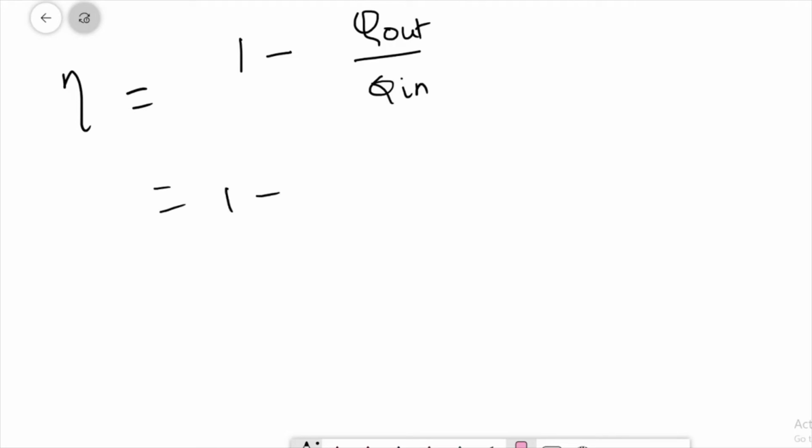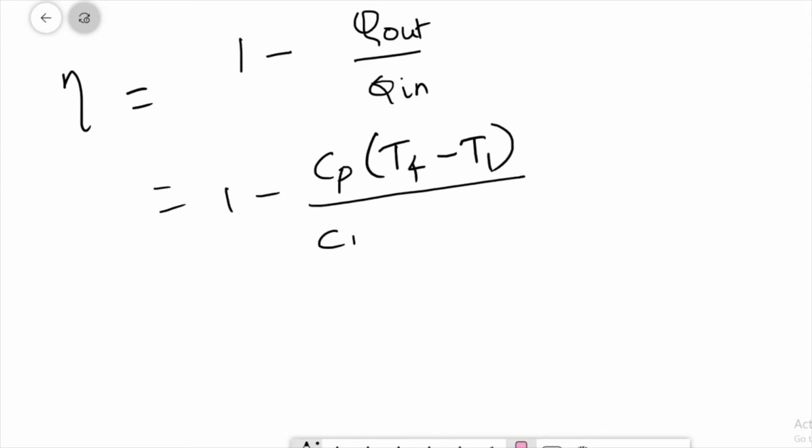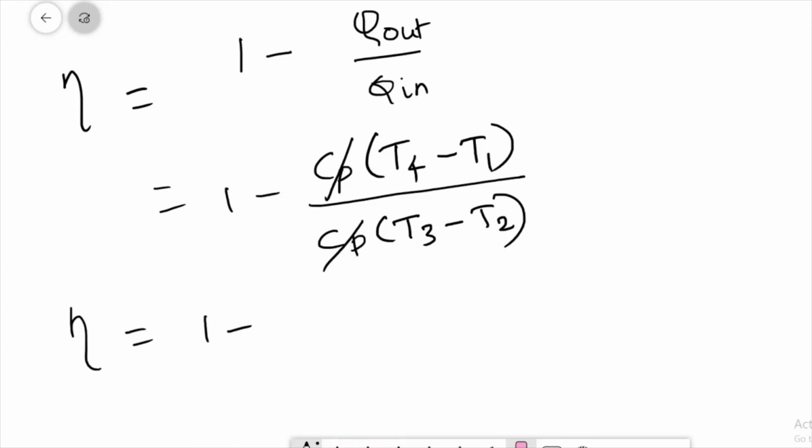So our efficiency formula becomes eta equal to 1 minus Q out by Q in. So this is nothing but 1 minus, we have written it as Cp into (T4 minus T1) divided by Cp into (T3 minus T2). So here we can cancel out this Cp. So remaining will be 1 minus (T4 minus T1) by (T3 minus T2).